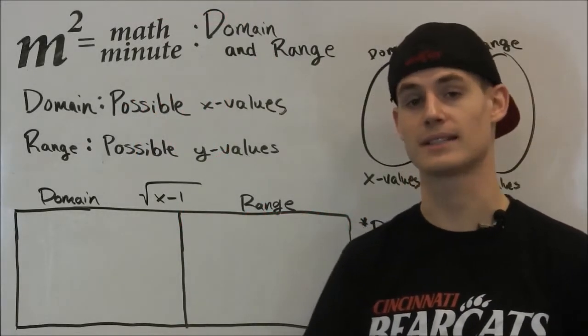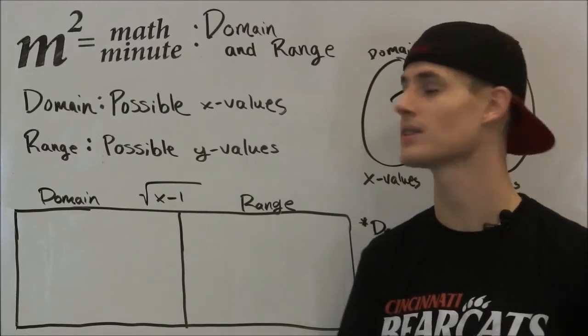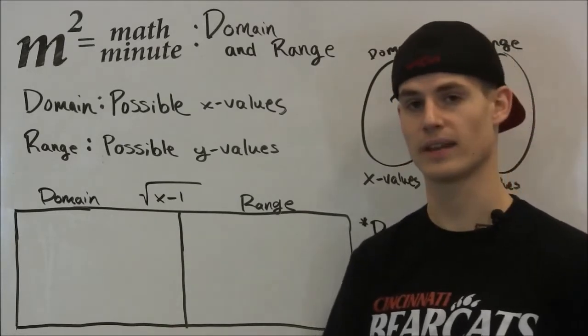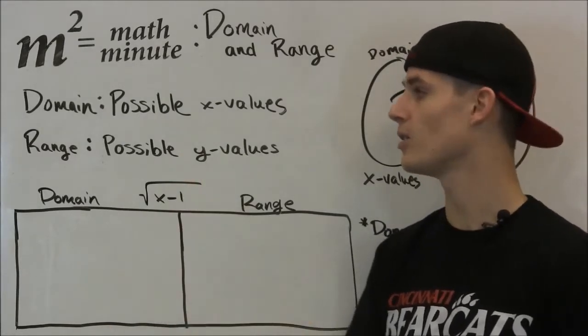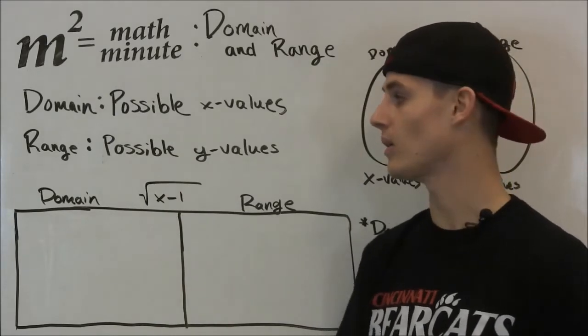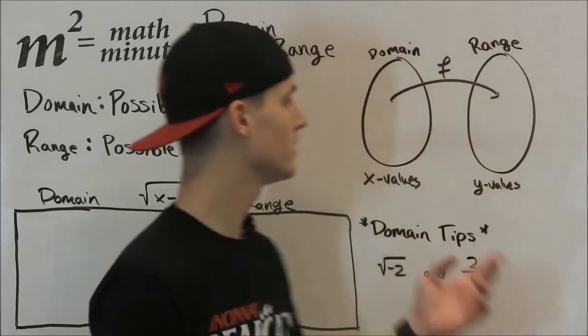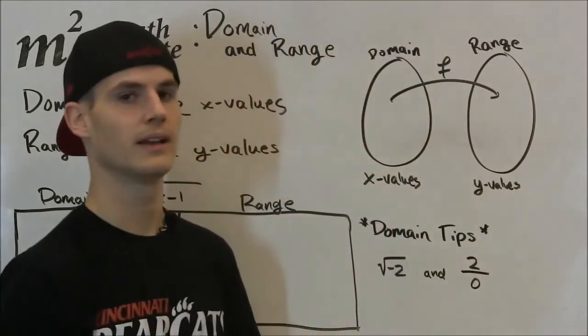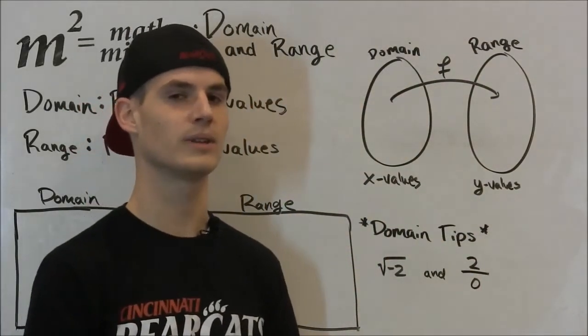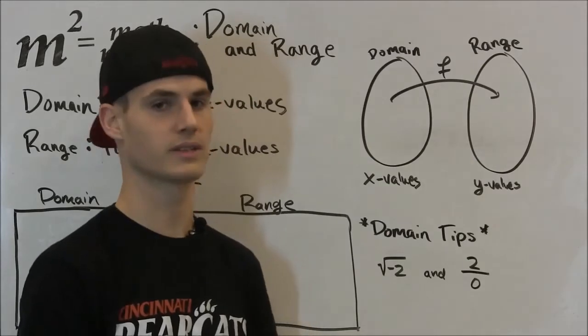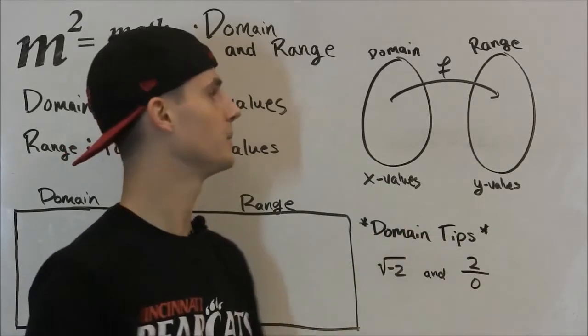My name is Adam, and today we're going to be talking about domain and range. Here are the definitions of domain and range. Domain is all possible x values, while range is all possible y values. So what I have drawn here is a function mapping. Now, I may have talked about this a little bit earlier in the first video, what is a function, but let's talk about it again.